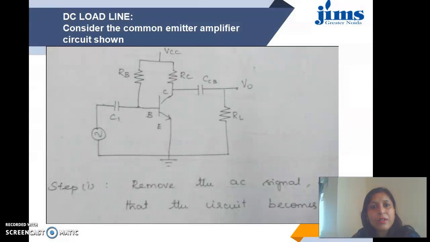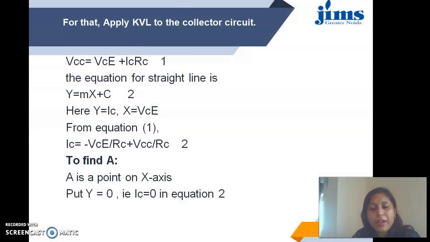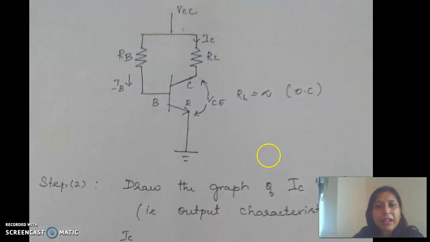Okay, now the DC load line consideration. We have to first consider an amplifier and determine the DC load line. First of all, from the given amplifier, we remove the AC path, step 1, and it will look like this. Then we will draw the output DC load line, and to draw that line, we apply KVL in the output port. The KVL is: minus VCC plus IC RC plus VCE equals 0.